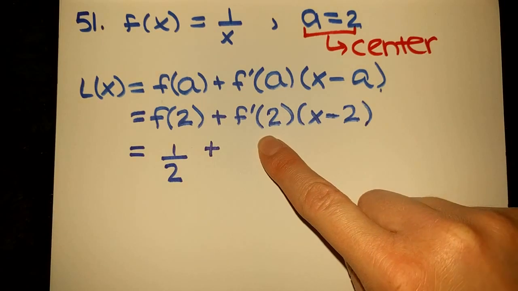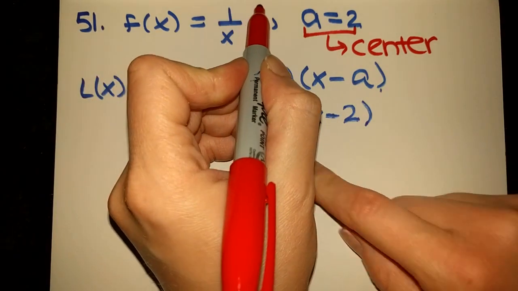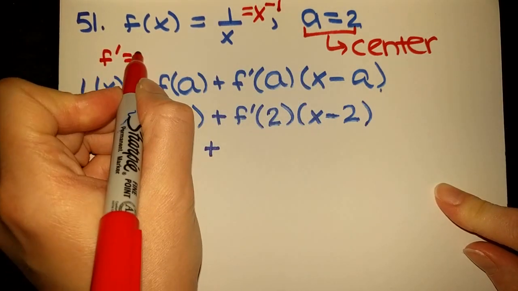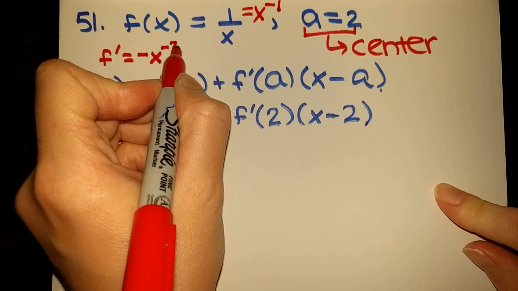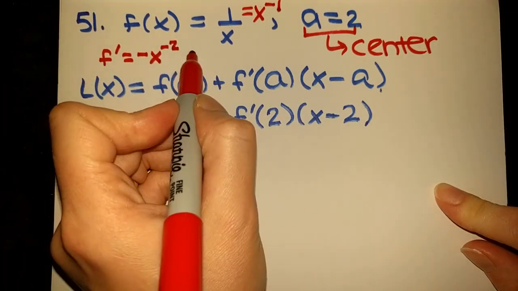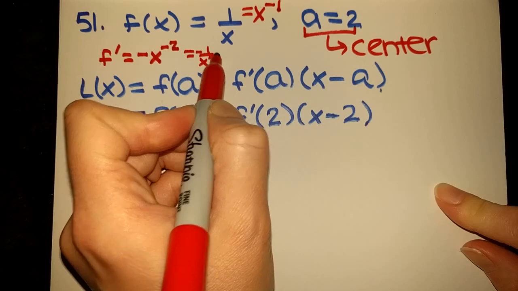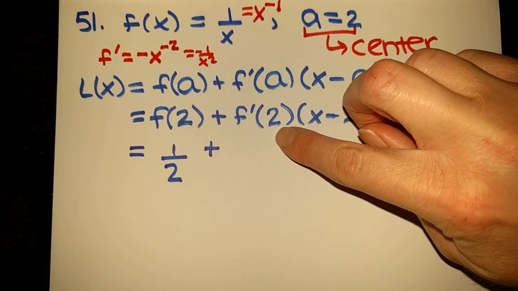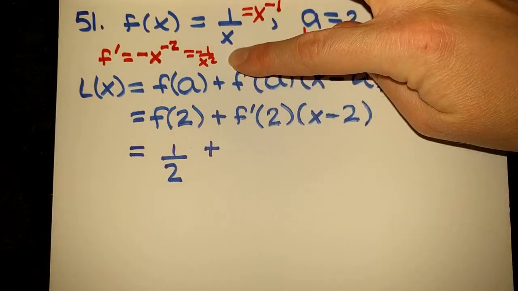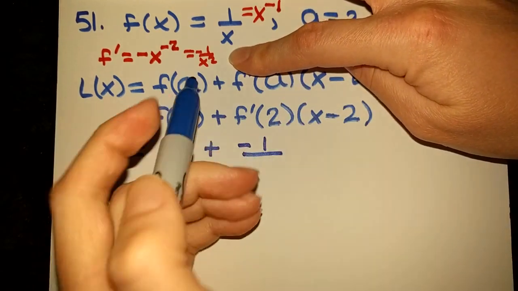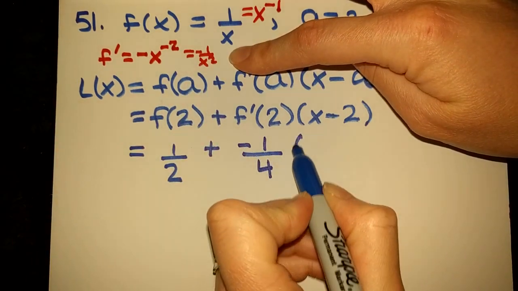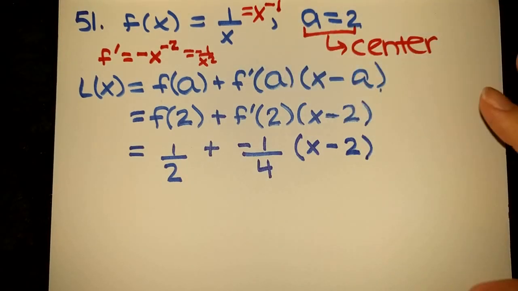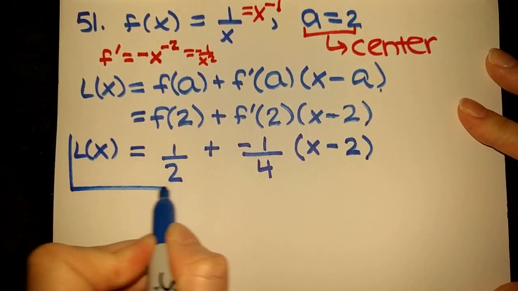Plus, if I take my derivative of f of x, I would need to bring this up as x to the negative 1. And so my derivative would be equal to negative x to the negative 2. And to make sense of those negative exponents, we would put this down into the denominator as negative 1 over x squared. So if I plug in 2 into that derivative, I would have negative 1 over 2 squared, which would give us 4. And then x minus 2. Okay, so that is one formulation of our linearization that would be beautiful. So that is our linearization.